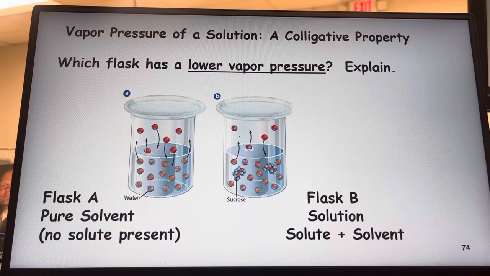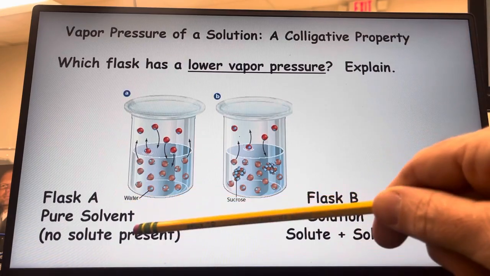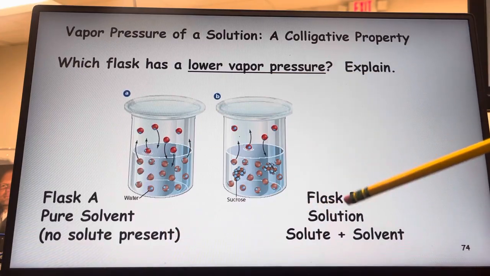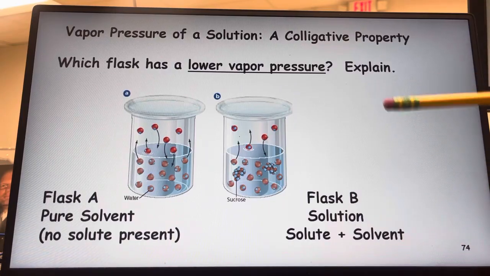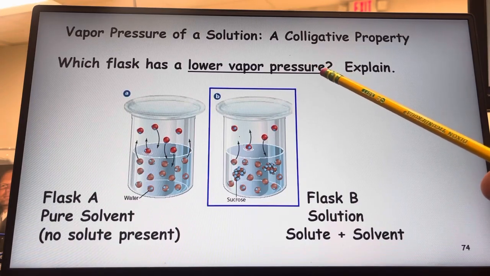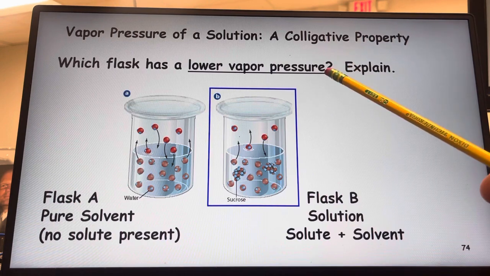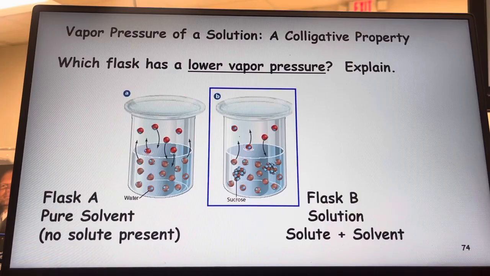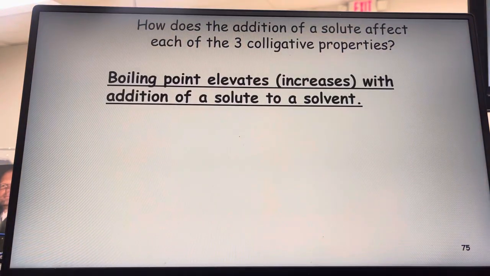Vapor pressure of a solution, a colligative property. Which flask has a lower vapor pressure? Flask A with no solute present, or flask B, obviously, with a solute. That's a pretty simple question. Obviously the one with the solute in it. So this may be a question on a future test, hint, hint. If I wanted to lower the vapor pressure of a solution, what do I do? Add solute. Add solute.